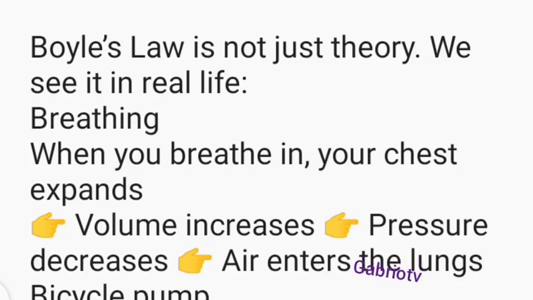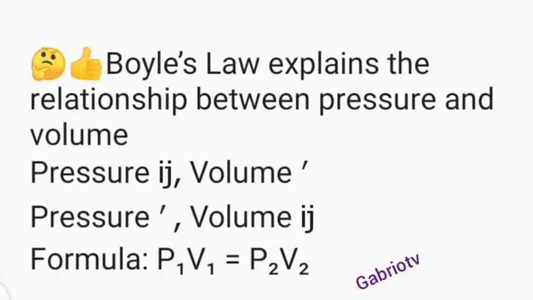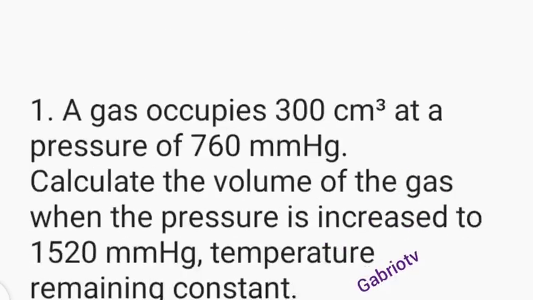Then as the other one is reducing, the first one is increasing. So volume increases, pressure decreases. Pressure increases, volume decreases. So that is Boyle's law in real life. Then it also tells you the relation between volume and pressure and not temperature, because temperature is constant and is not mentioned here. So that is why we have the formula P1 V1 equals P2 V2. That's the formula.